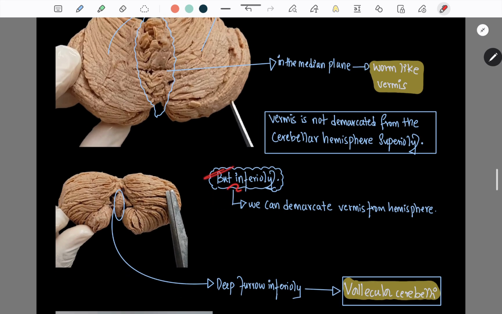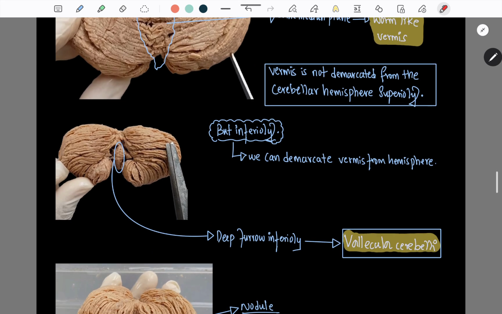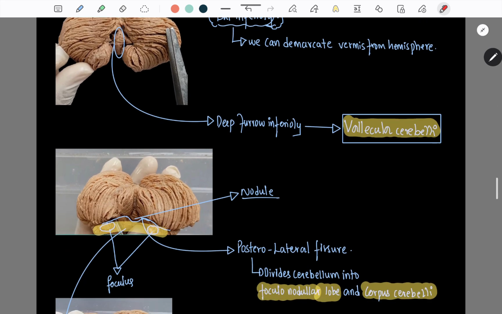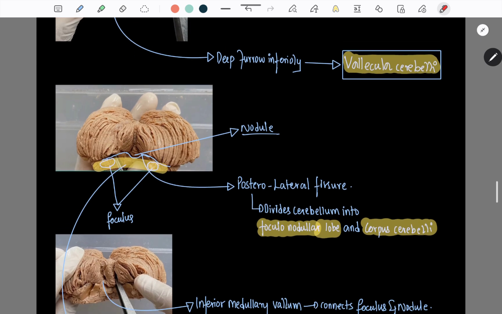but inferiorly we can demarcate it by a deep furrow called the valleculae cerebelli. This is the valleculae cerebelli. In the inferior aspect, you can see this small part, which is called the flocculus, and this part here is called the nodule.